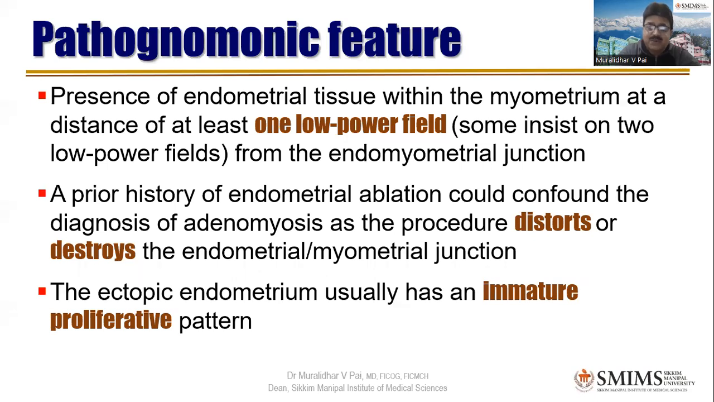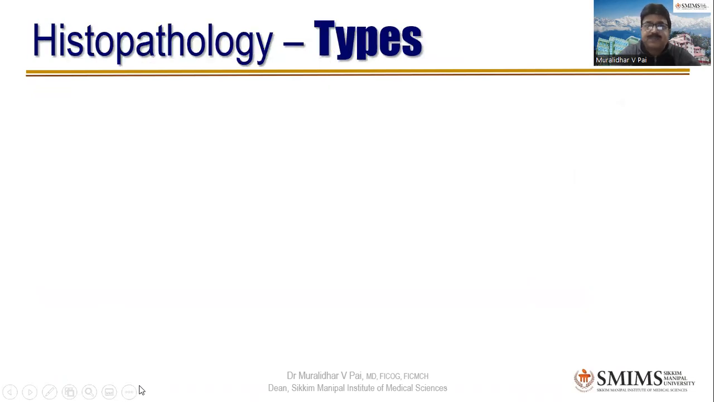That's exactly why no matter what you give, whether you give progesterone, danazol, GnRH analogs, none of the medical management is very effective against adenomyosis. This is the main thing that you have to understand. It is an immature proliferative endometrium, which does not respond well to progesterone or progestogens. What are the histopathological types?